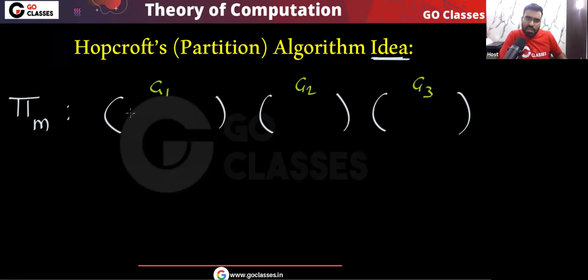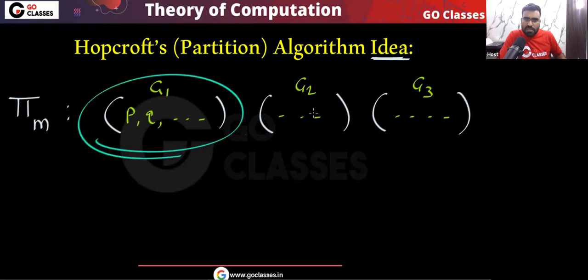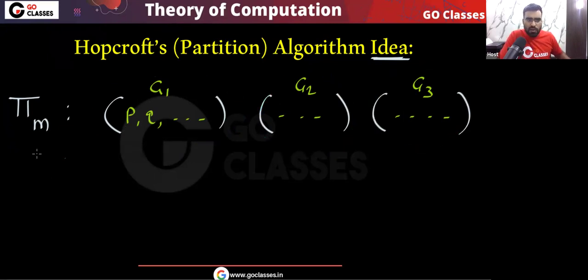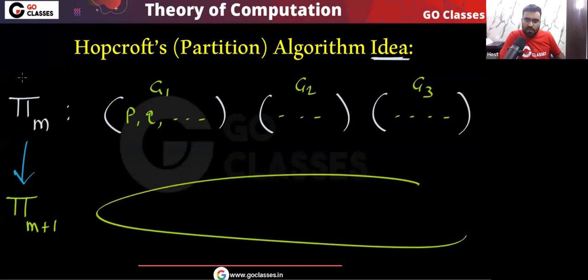For example, in this group there will be states P, Q, and something like that. There will be states here also, and there will be states here also. Okay, is this clear? So we will create groups. This is a group, this is a group, this is a group. Now, iteratively, from this pi m, I will discuss what this pi m is, don't worry, from this set of groups we will find pi m plus 1, the next set of groups.